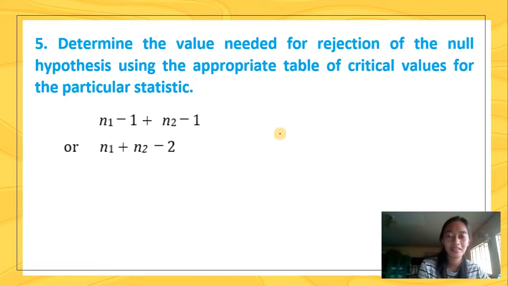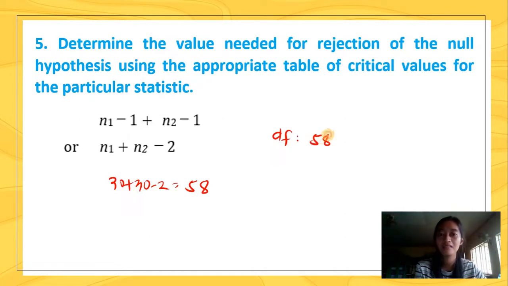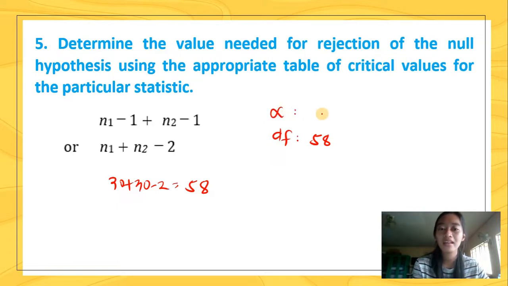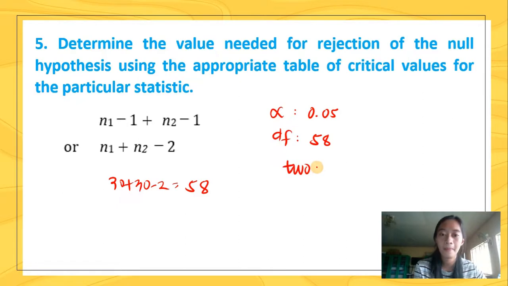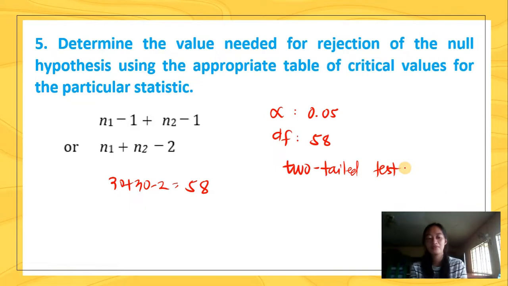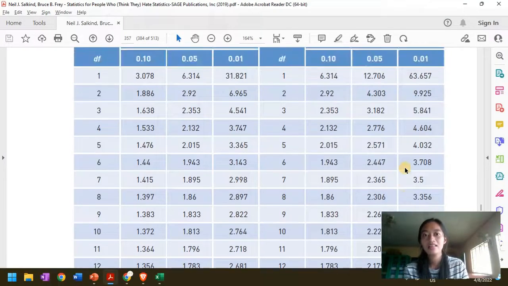Diri ta magsulat. Ako mag-andam ang PowerPoint para diring dapita. Ang na-solve ani is 30 plus 30 minus 2, that's 58. So, DF, degrees of freedom, 58. Ang alpha level nato kay 0.05, itong significance level. And what type of test is this? Kung na-check ra ta if there is a difference or there is no difference, so, two-tailed test. You have to have these 3 important information so that you can check in the table.